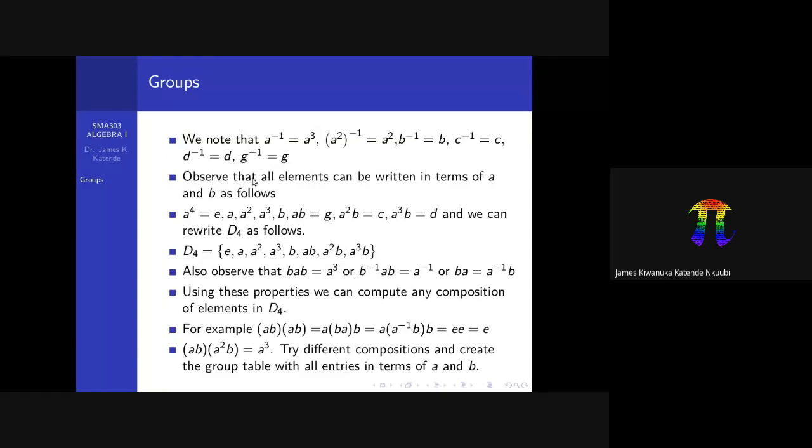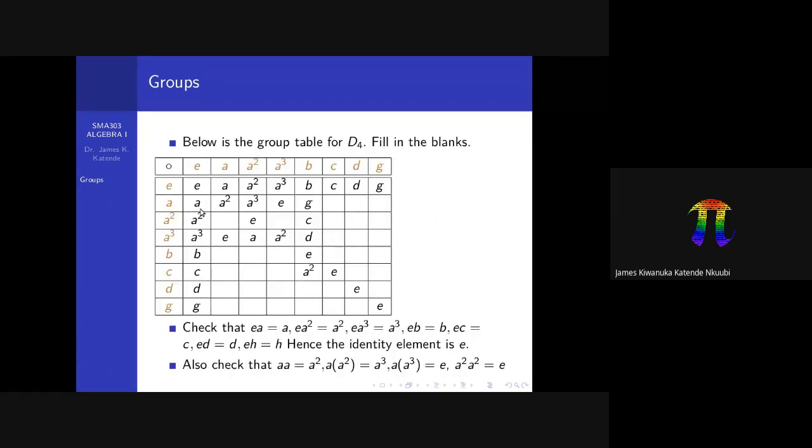Now, if you look at the table carefully, you can observe that all the elements can be written in terms of A and B as follows. Let's go back to the table. The first three are fine: A, A squared, and A cubed. Those are all in terms of A. To get A squared, you compose A with itself. To get A cubed, you compose A with A squared, and so on. So everything here is fine.